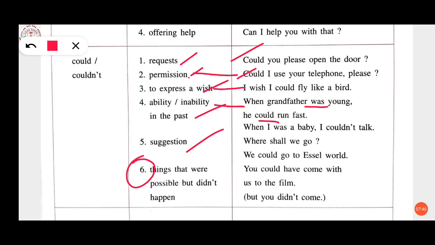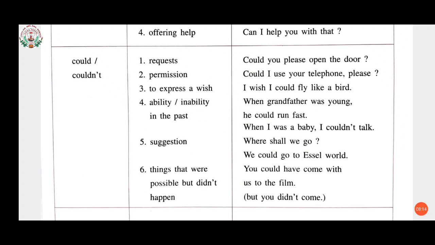Now for inability, when I was a baby, I couldn't talk. Sorry, here I have made a mistake. For suggestion, where shall we go? We could go to SL World. Students, here ability is showing that when grandfather was young, he could run fast, and inability is the second one, that is when I was a baby, I couldn't talk. This is inability, and the first one is ability.